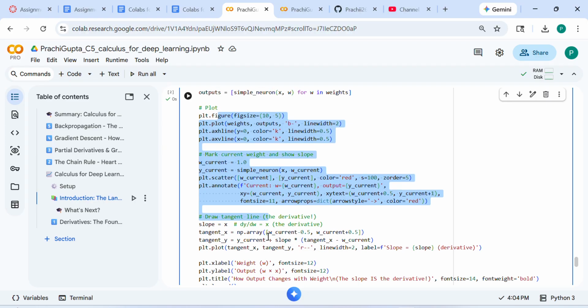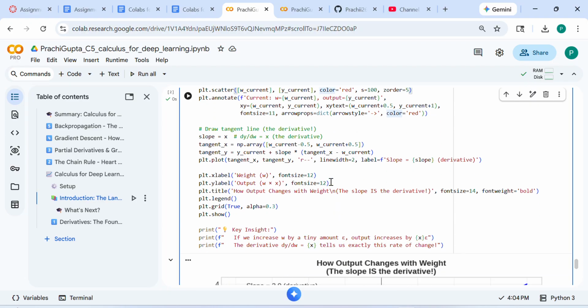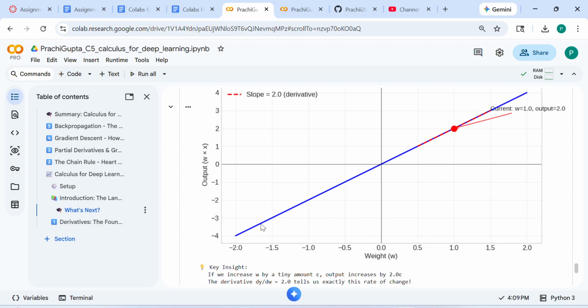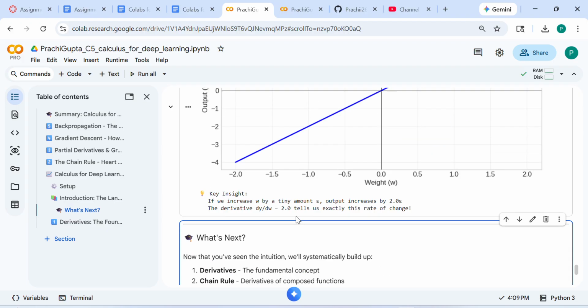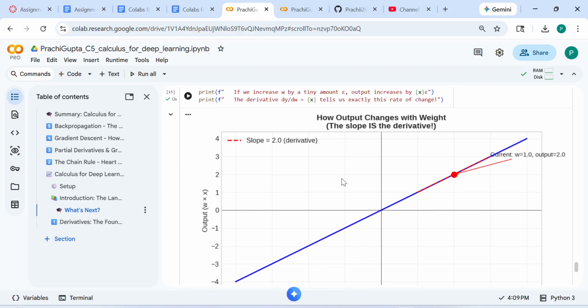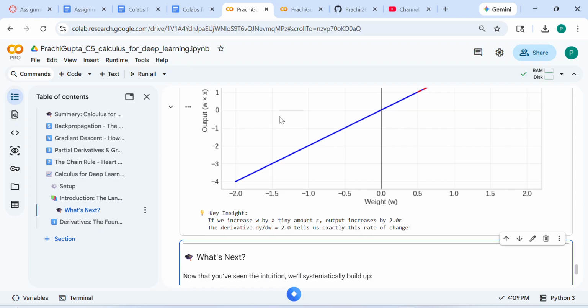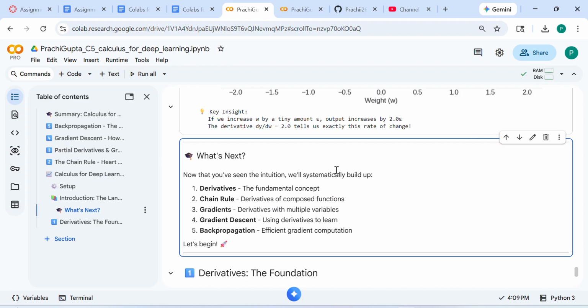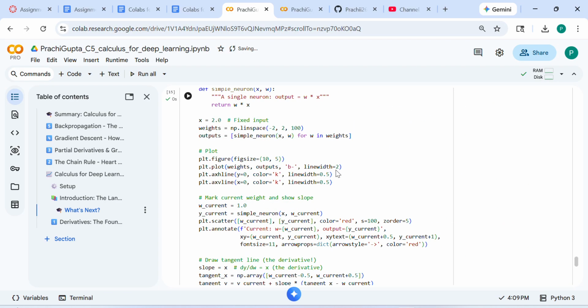This is the core reason calculus matters: we want to know which direction to change the weight to improve the predictions. This is the simple thing we are trying to show here. If I run it, if we increase w by any amount, the output also increases. You can see if we increase the weight in this direction, the output is also increasing in this direction. So this is the rate of change we have seen. When we change the weight value, the output also changes, and they increase together. This is how weight impacts the output.